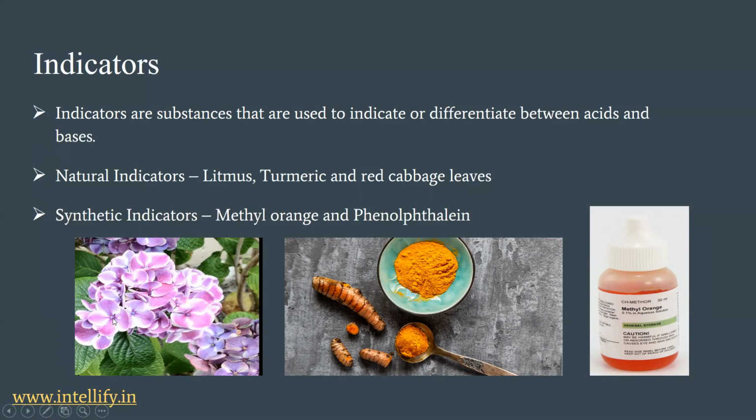This flower is litmus. Litmus papers are extracted from these flowers, and because of that we are able to differentiate between acid and base. Turmeric is a natural indicator. Methyl orange is a synthetic indicator. I have shown you the images to know it better.